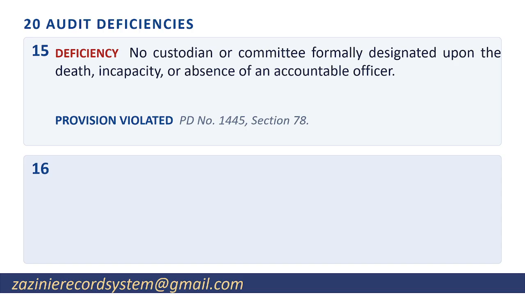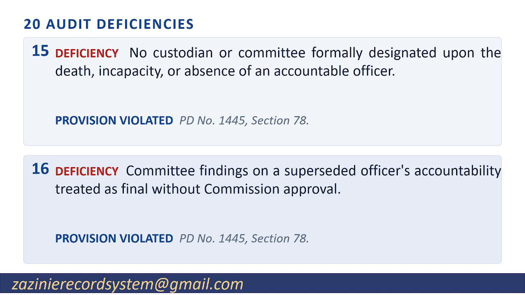20 audit deficiencies. Number 15. Deficiency. No custodian or committee formally designated upon the death, incapacity, or absence of an accountable officer. Number 16. Deficiency. Committee findings on a superseded officer's accountability treated as final without Commission approval. Next slide.